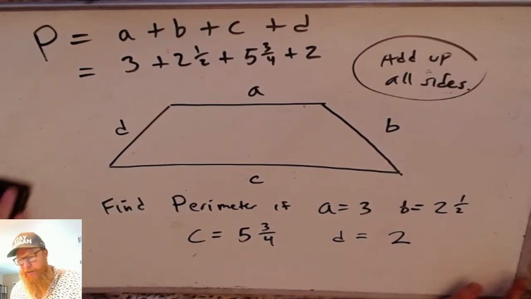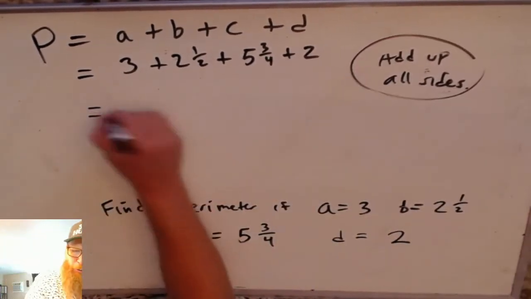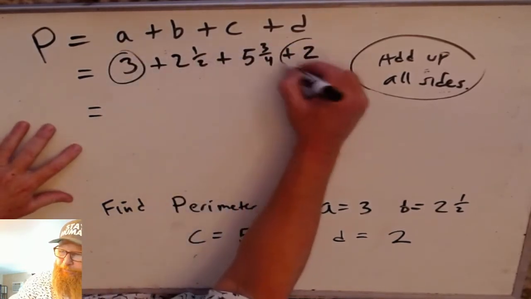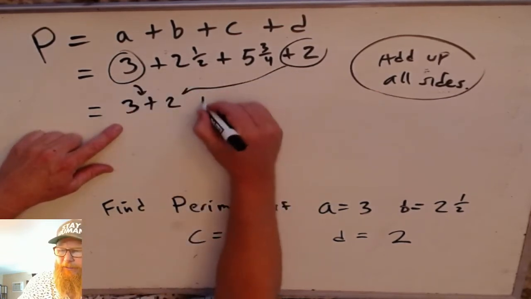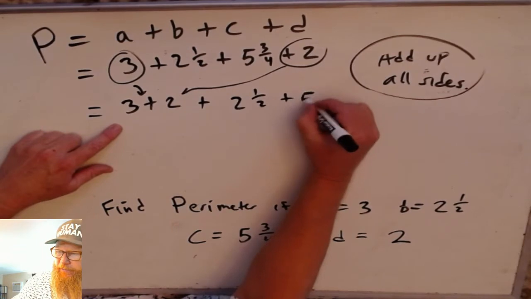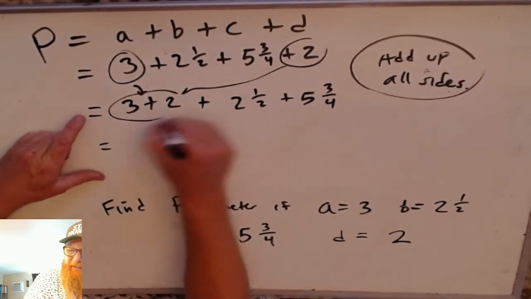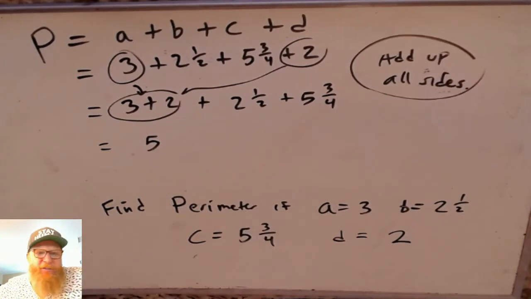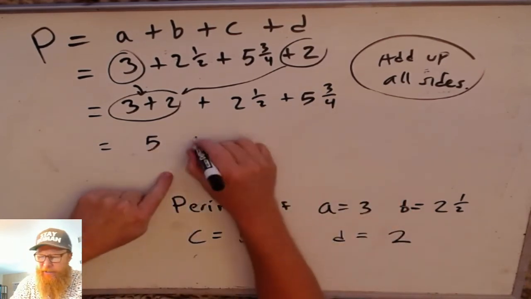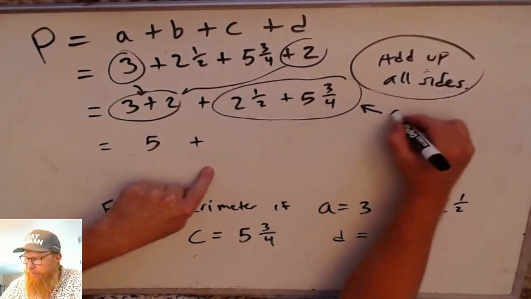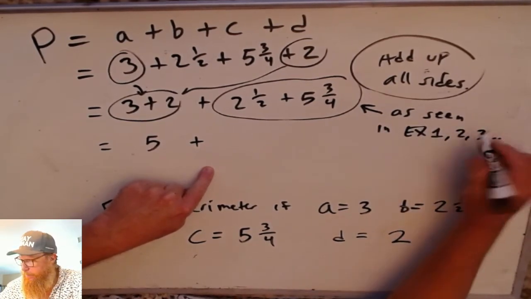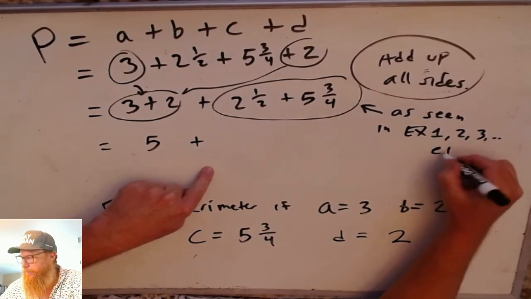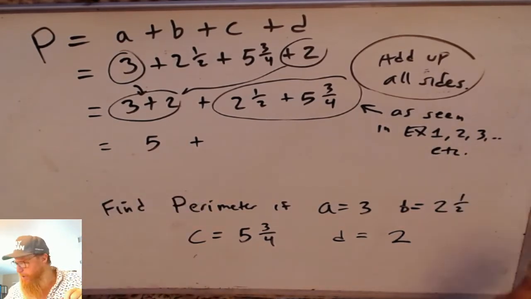Now here's what you can do to make your life a little bit easier. You can group your whole numbers together and the mixed numbers together. That makes it a little bit easier because the whole numbers, you just do them mentally, right? You're going to get 3 plus 2 is 5. The mixed numbers now, you're going to do it the way we did it in the first couple examples. All right, so basically just like we already did.